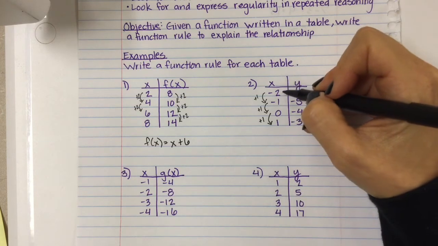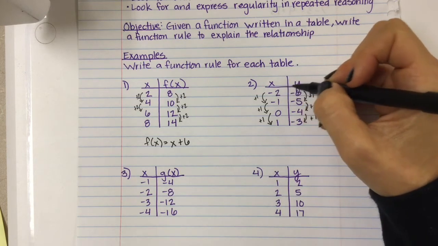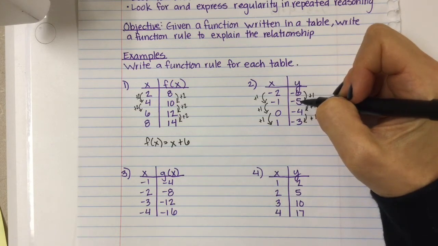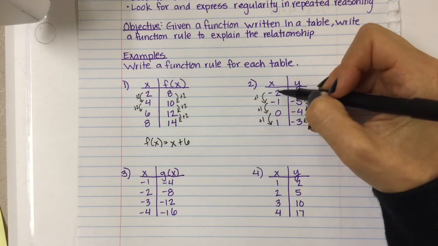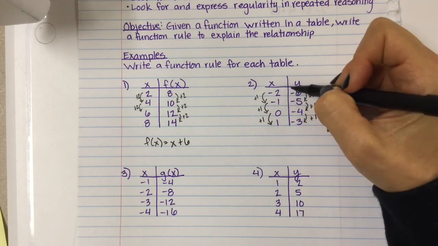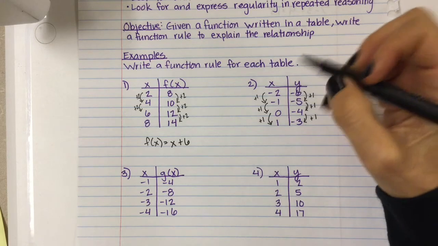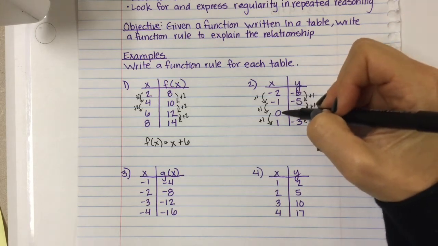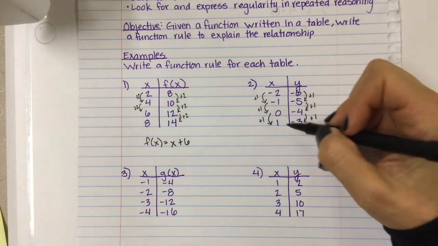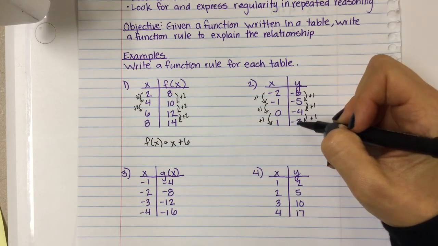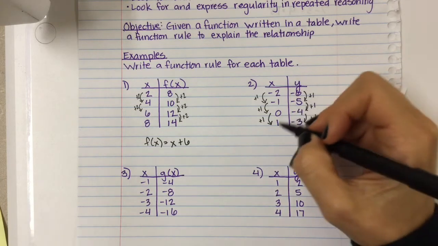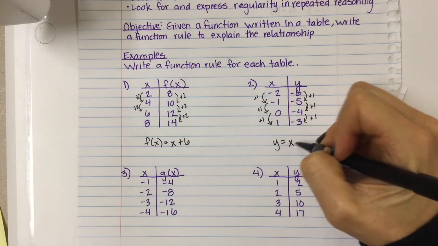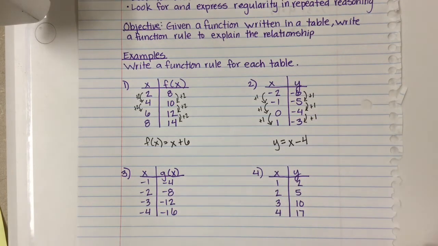So now let's see. -2 to -6. -2 times 3 would give me -6. But -1 times 3 doesn't give me -5. So that one's not going to work. -2 to -6. -2 minus 4 would give me -6. -1 minus 4 gives me -5. 0 minus 4 is -4. And 1 minus 4 would be -3. So it looks like that subtracting of 4 is going to work here. So I get my y by taking x and subtracting 4.